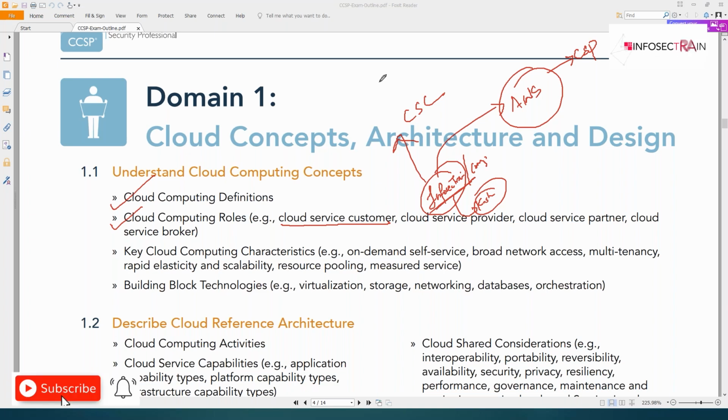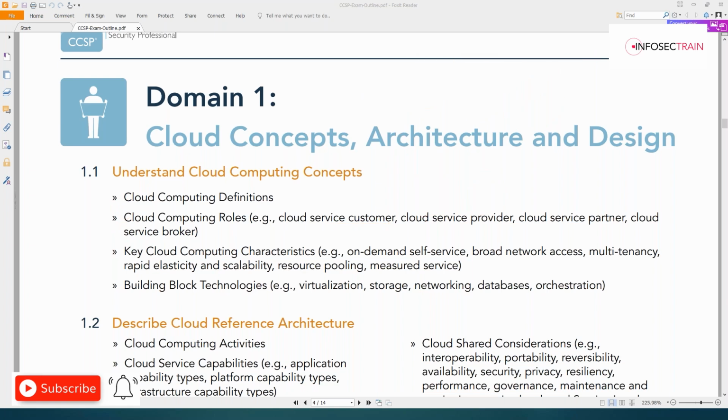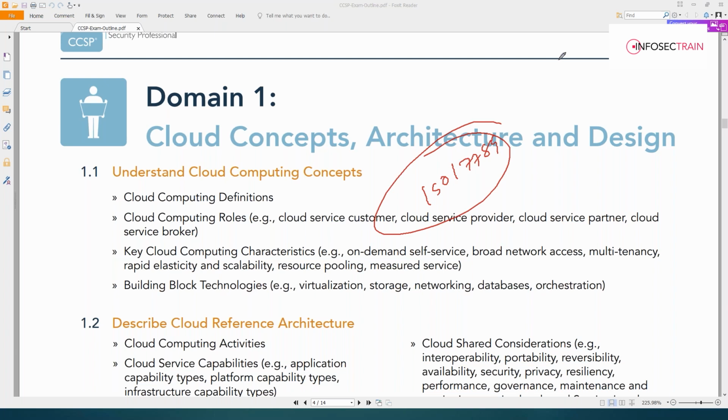So the common job roles are listed here. You have to understand very clearly, and especially if you want to pass the exam, I strongly recommend you have a very good idea about the job roles. Don't forget, team, it's very, very important. There is a standard you have to understand here also. There is a standard called ISO 17789, which defines the various job roles in cloud computing. So that also we have to understand.